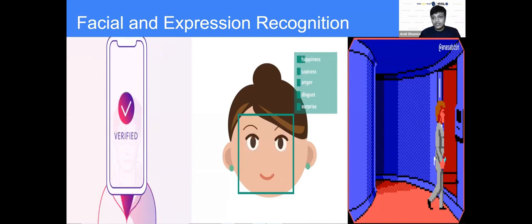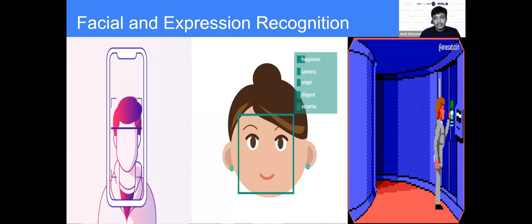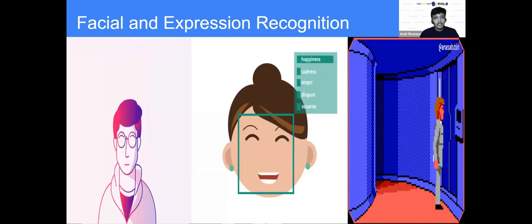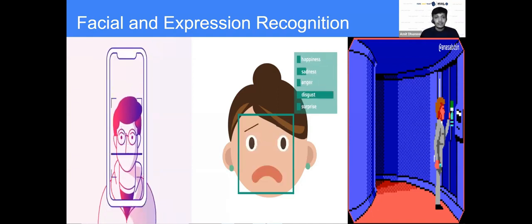In the third image, you can see she is scanning her card, and based on that she is getting entry to the lift or the door. That is based on AI and machine learning. That is called optical character recognition, and we can also say face recognition or expression recognition.